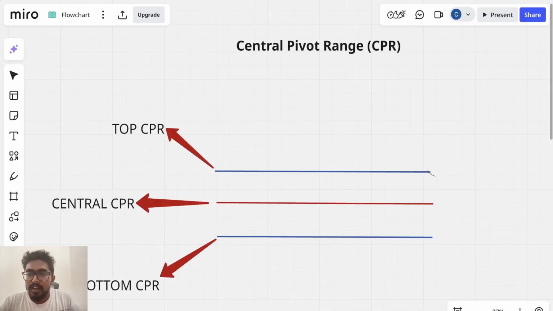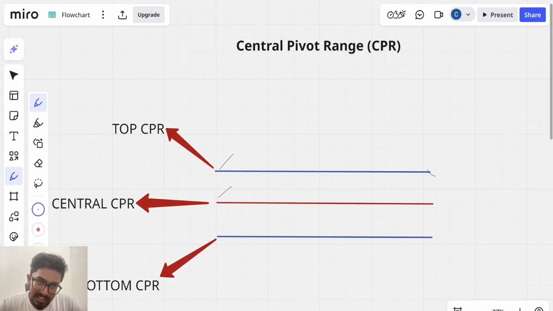So now I will discuss the central pivot. You can see here I have three lines. This is the top CPR, this is the central CPR, and this is the bottom CPR. So what is the use of this CPR?